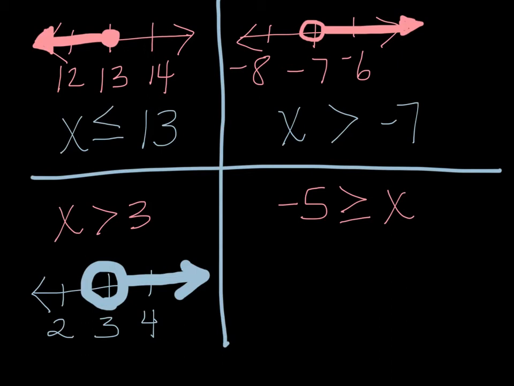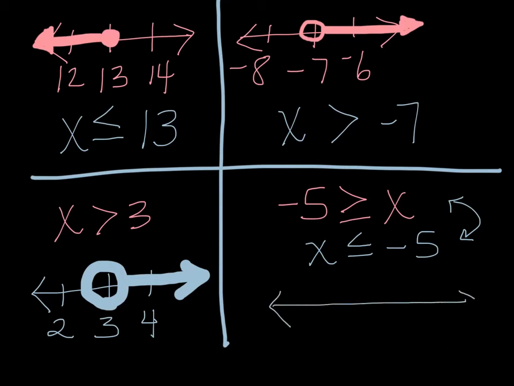If we take a look at the last problem there, I do highly recommend that if the variable is not listed first, you rewrite it with the variable listed first, and then make sure that if the alligator was eating one of the values, it's still eating that value. And these two are equivalent. -5 being greater than or equal to all of our solutions is the same as saying all of our solutions are less than or equal to -5. I find that students make fewer mistakes when that variable is listed first.